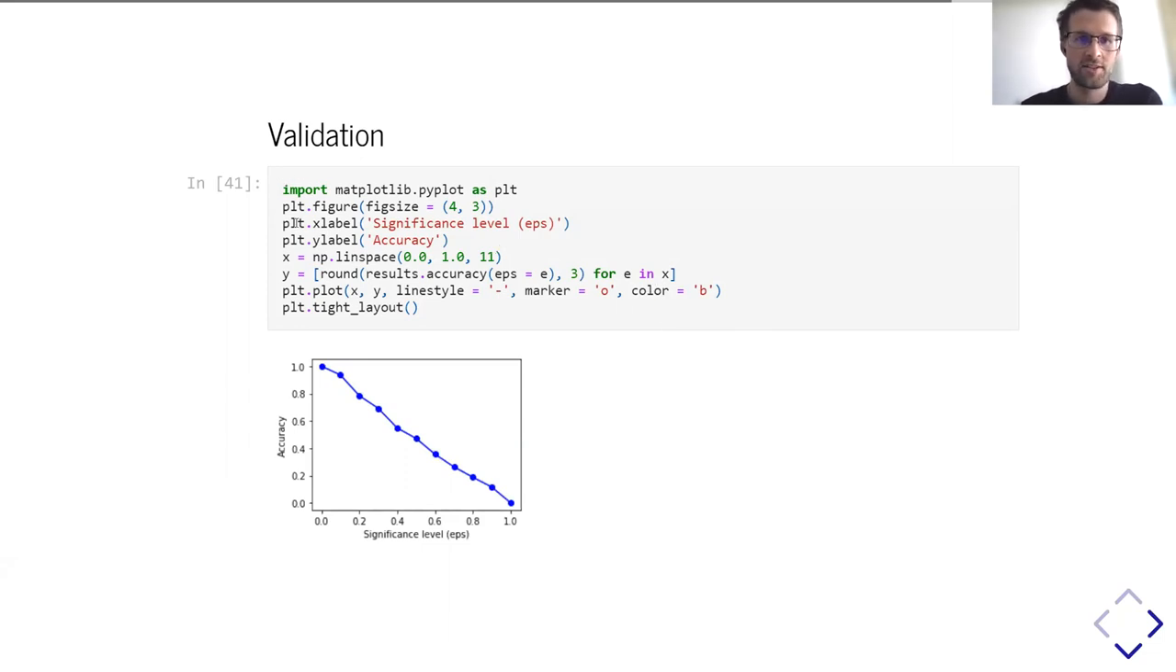So just some boilerplate code for drawing the validation plot. But if we look at the main part, it's this. This is a set of accuracies, or in this case, rounded accuracies. So we can estimate the accuracy at a given epsilon level for every epsilon in this linear space, so at these 11 values, and then plot them. When epsilon is equal to zero, we get perfect accuracy, and then it drops to zero. So the validation plot looks okay.